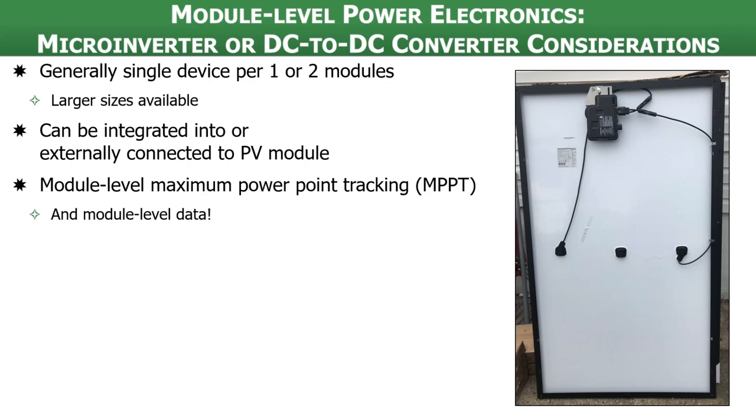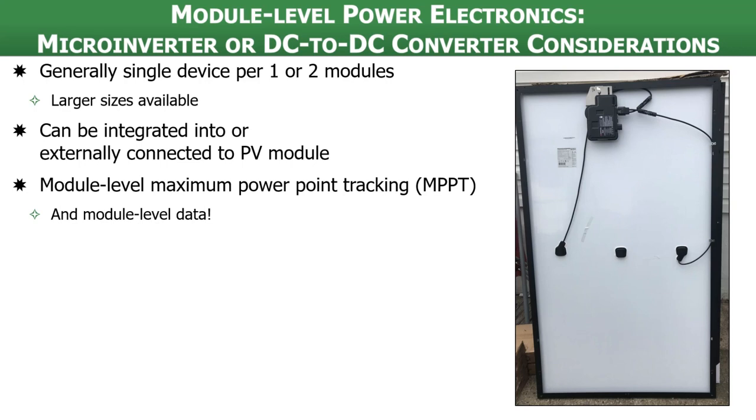For instance, if you have to do a replacement of a module down the line, it might be easier to do that in a system that's using MLPE versus a string inverter system, because with module level maximum power point tracking, these modules are essentially functioning independently of the other modules in the array. One module that has shading impact isn't going to bring down the performance of the other modules that are not shaded. So this is a huge advantage in a lot of different scenarios.